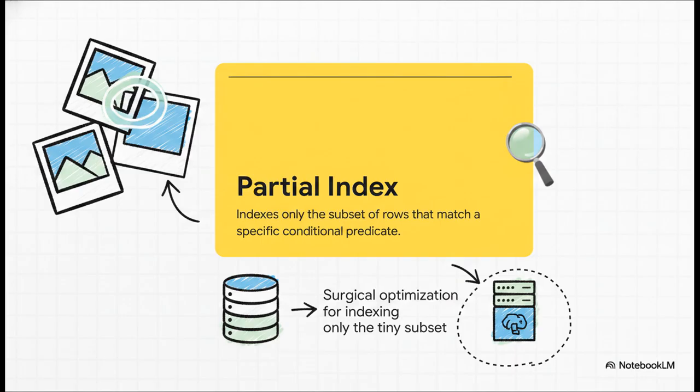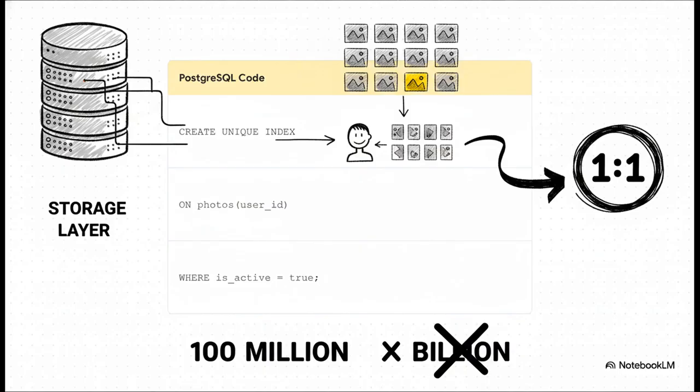have. Enter Pillar 5, the partial index. This is an incredible Postgres feature. It's basically a surgical optimization that lets you index only the tiny subset of rows that actually matter to your queries. By simply slapping a conditional where is_active equals true onto a unique index, we are hard-coding our business invariants straight into the storage layer.